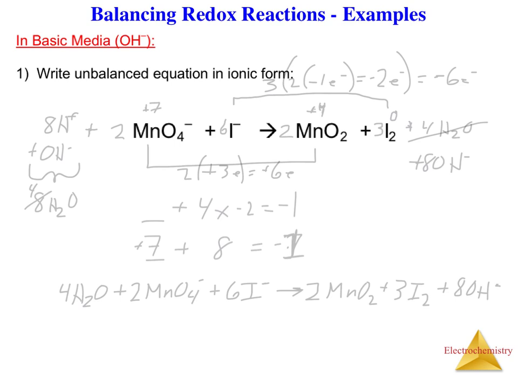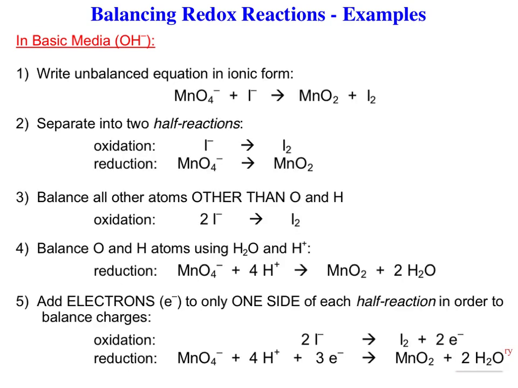How do I know it's basic? Because I've got excess hydroxides present. In the PowerPoint, I've also included that systematic approach as well, where again, here we'll start off with our equation. Here's my unbalanced equation. We can separate it into half reactions: oxidation reaction, reduction reaction. We can again balance everything other than oxygens or hydrogens, which means I've got to balance my iodines there. We can now go back in and balance all of our oxygens and hydrogens in individual half reactions.